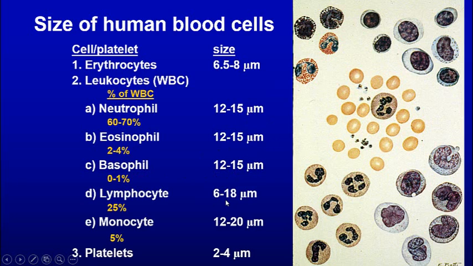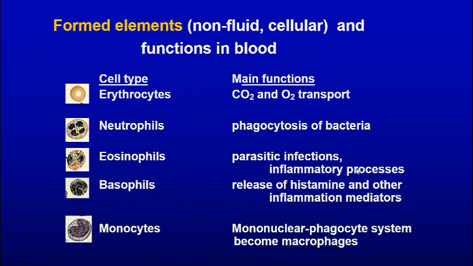Lymphocytes, about 25%, and they are smaller than the other cells. Sometimes they can be quite big, but usually they're smaller, more like red blood cells, maybe a little larger. And then we have the monocyte, which has a horseshoe-shaped nucleus, and then we have platelets. So those are the different components that we have. In fact, we call those formed elements, that is, the non-fluid cellular and functional cells that function in blood.